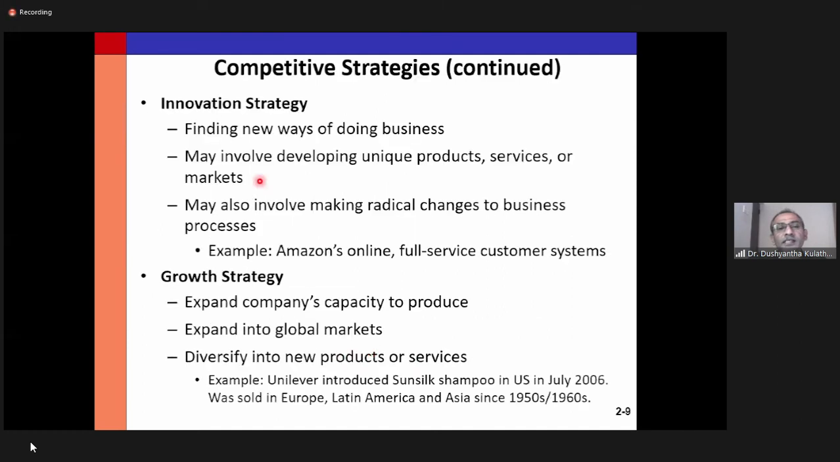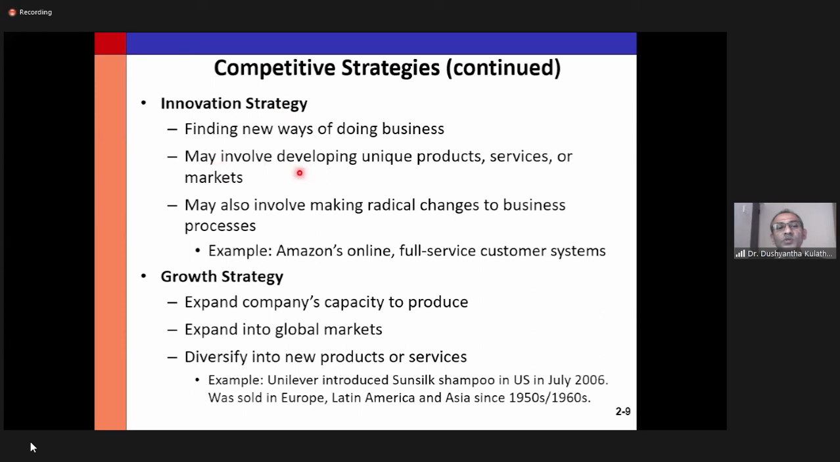Then the next one, innovation strategy, finding new ways of doing business, may involve developing unique products, services, or markets, may also involve making radical changes to business processes. Now, innovation is one way of executing innovation strategies, finding new ways of doing business. So maybe your company and your competitors are following almost the same method of doing business, but if you can come up with a completely new way, that is innovation.